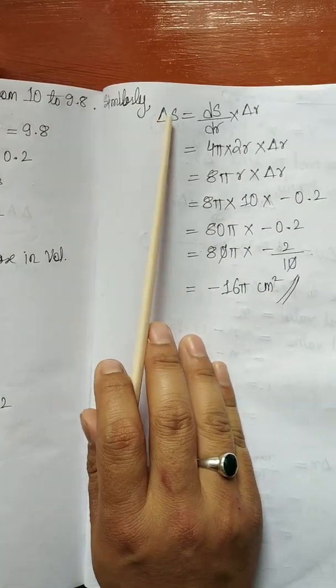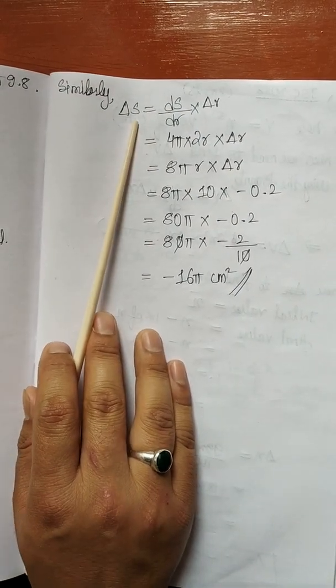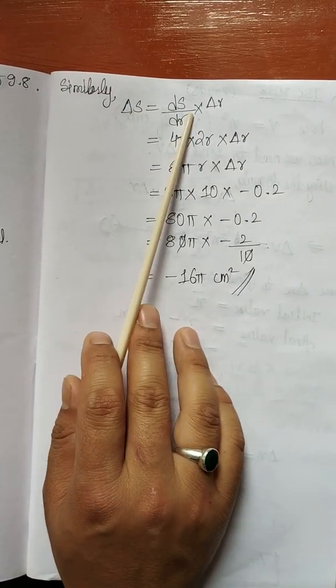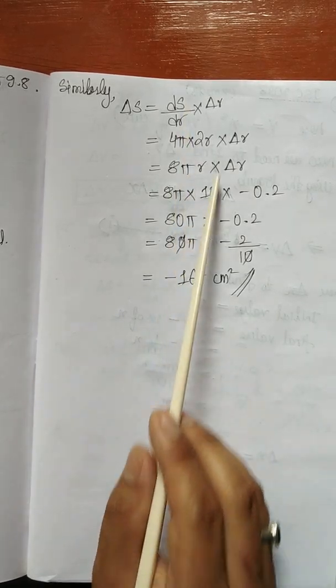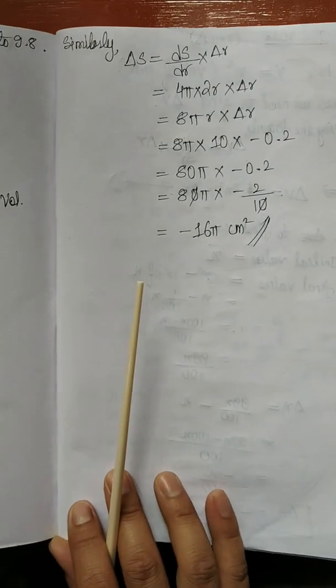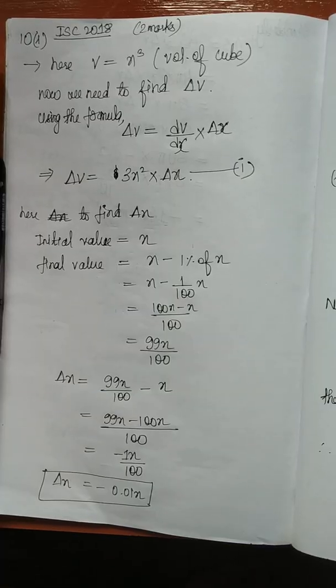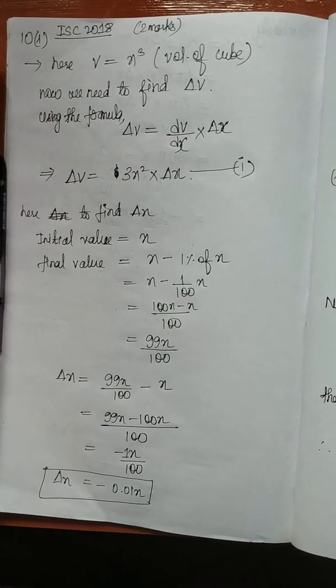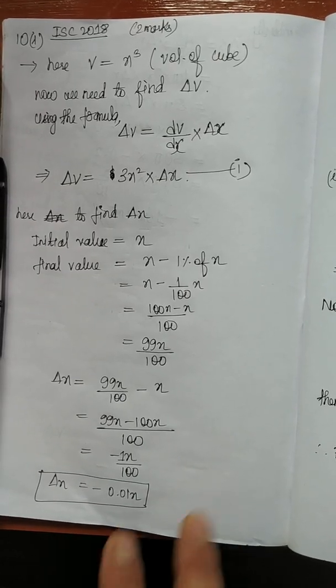Similarly, the approximate change in surface area, delta S. So put the formula, differentiate S, and put the value for r and delta r, you get the value. Okay, so pause the video to note down. This was question number 9, and now we move to question number 10.